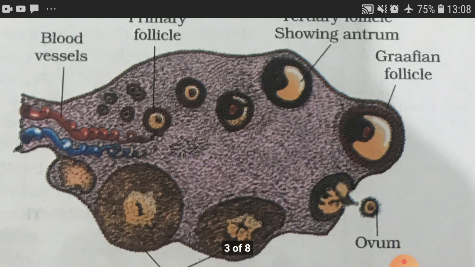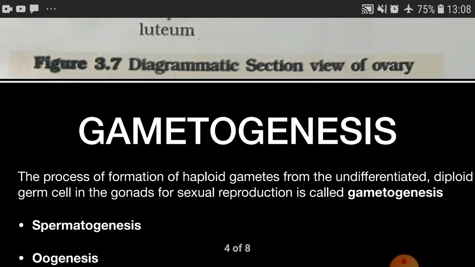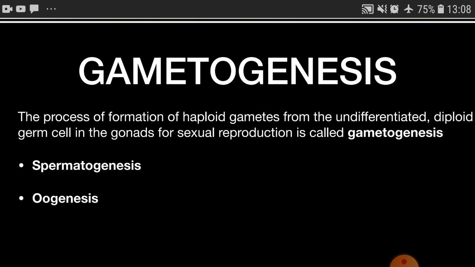I hope you understood. So next we'll take the process of gametogenesis. Now what is gametogenesis? It is the process of formation of haploid gametes from the undifferentiated diploid germ cells in the gonads for sexual reproduction. So this process includes the formation of the male gamete as well as the formation of the female gamete. The formation of the male gamete is known as spermatogenesis and formation of the female gamete is known as oogenesis.